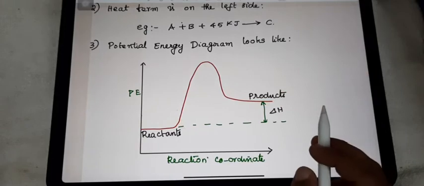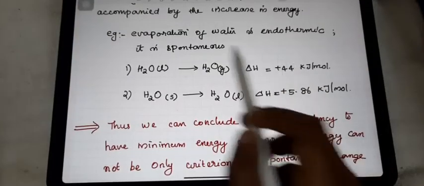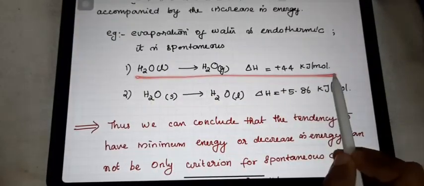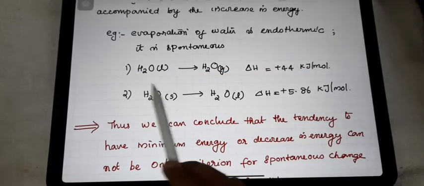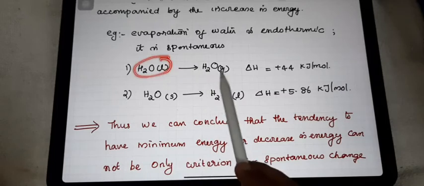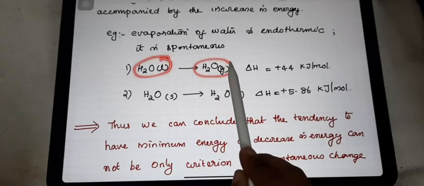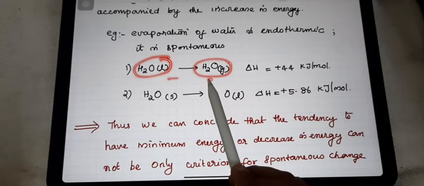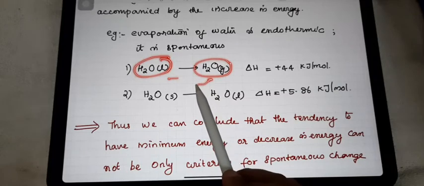But now I will tell about some chemical equations. Here I have written two equations. These are chemical reactions. That means water in the liquid state is converting to the gaseous state. For that conversion, you know that it is the evaporation of water, and energy is needed for it.